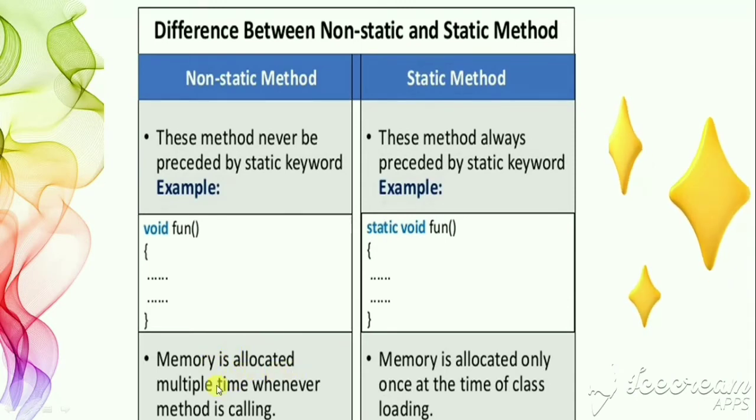In a non-static method, memory is allocated multiple times whenever the method is called, but here memory is allocated only once at the time of class loading, because a non-static method is accessible only by the instance or object, but a static method purely belongs to the class rather than the instance. So this is the main difference between a non-static method and a static method.